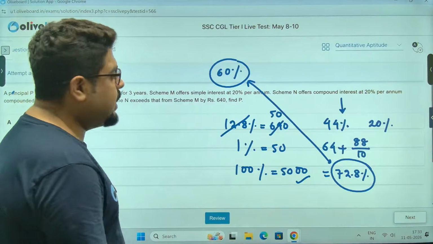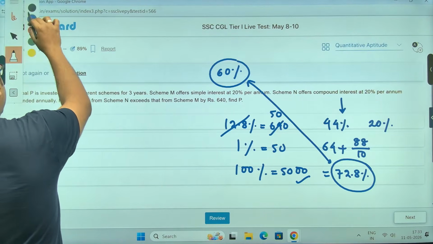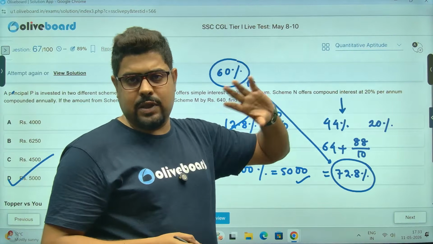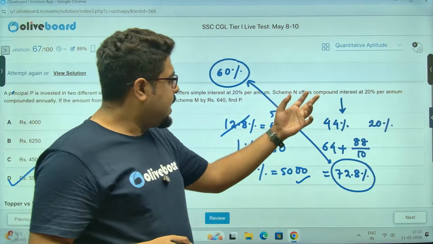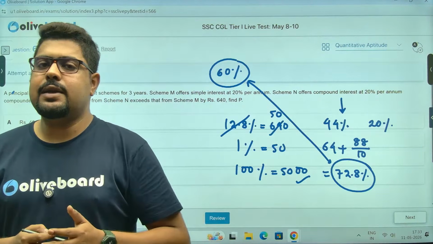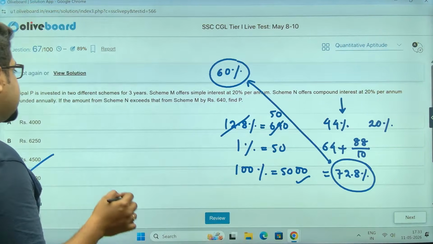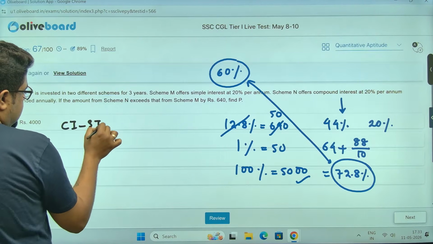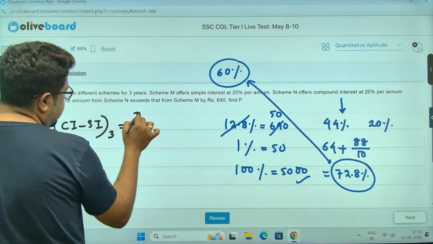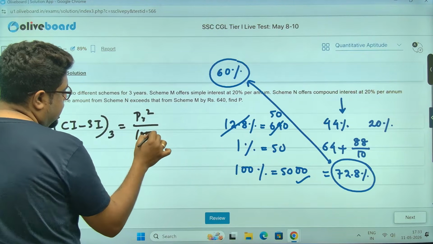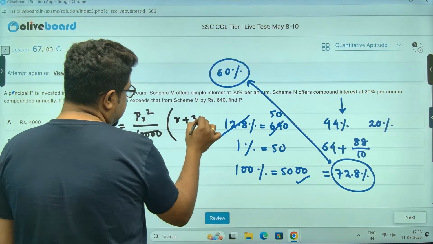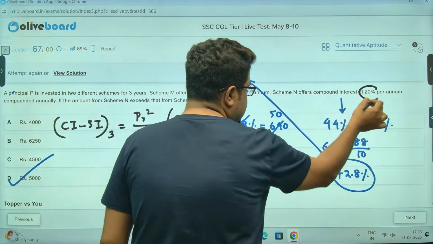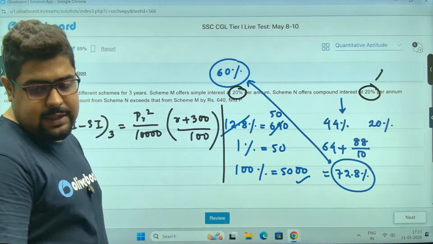But again, many people do it in another way, using the formula. I'll also say, if the values are not this good, 20% is not there. If it is even 15%, calculating these 3 years might be a little difficult for many of you. So use this formula in that case. So CI minus SI for 3 years, it becomes PR square by 10,000, R plus 300 by 100. Sir. But again, it can only be used because both interest rates are the same. If it was not, then you cannot use it.